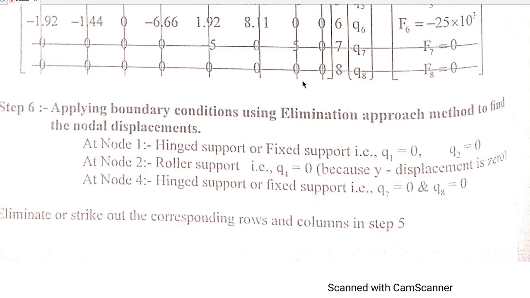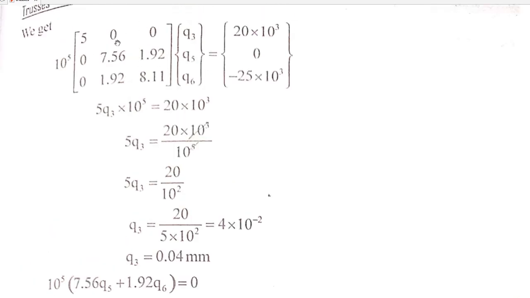Q3 0.04. This one is written, all of you. Now, what things are left? This much is left: 5000000, 7.56, 1.20, 1.92, 8.11 for Q3, Q5, Q6, with the corresponding force values. What are Q3, Q5, Q6? Calculate and let me know. Someone tell me the Q3 value. 0.04. Correct. Q5.